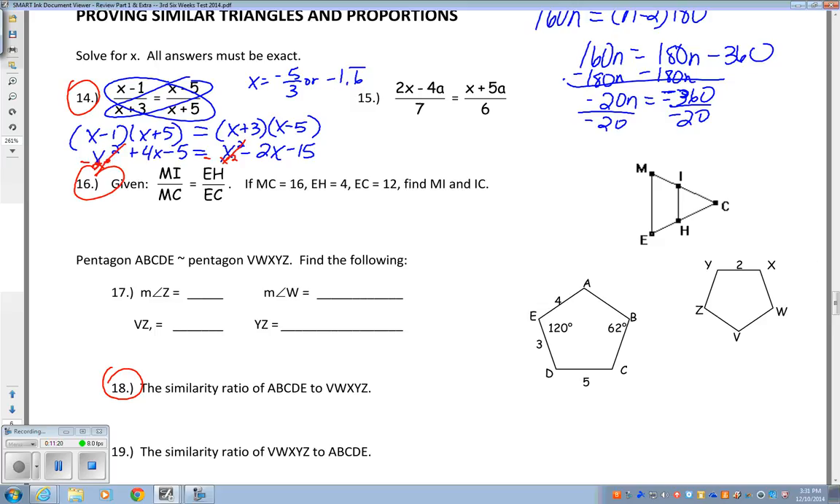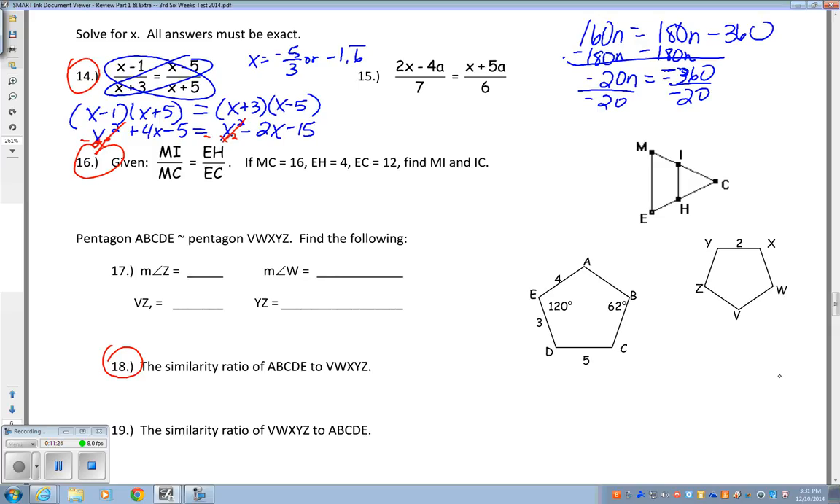Almost for 16. 16. You can use this figure here. It tells me MC is 16. EH is 4. And then EC is 12. They want us to find MI.